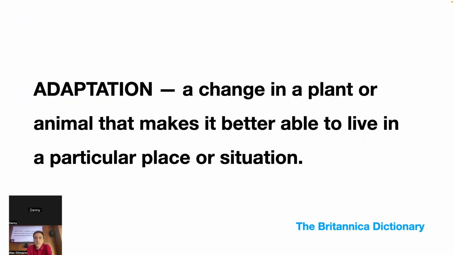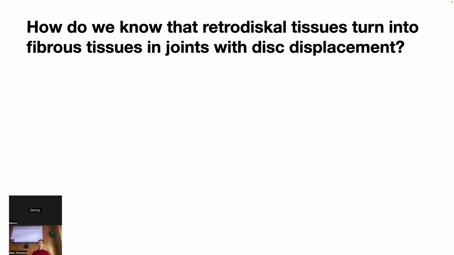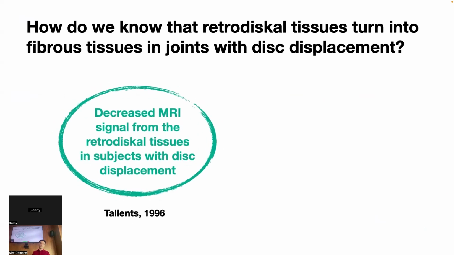Let's look at the semantics of the word. Adaptation is a change in a plant or animal that makes it better able to live in a particular place or situation. So our situation is that the disc is displaced and all the loading from the muscles is actually in the area of retrodiscal tissues. So how do we know that these tissues can adapt? Well, we know it from the studies, right?